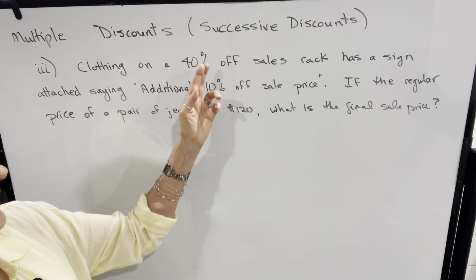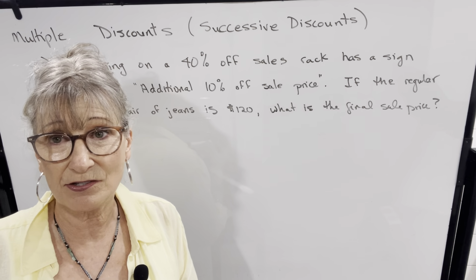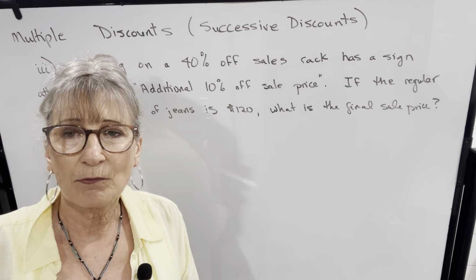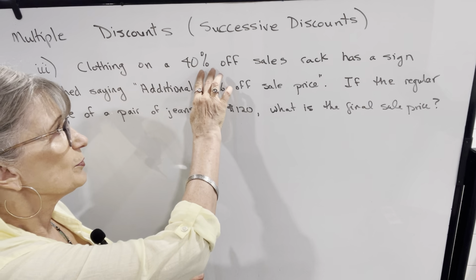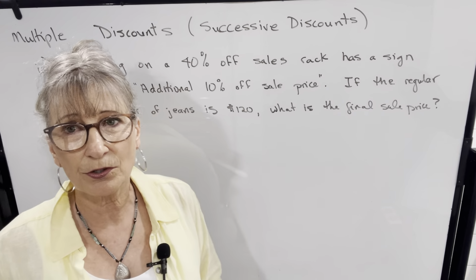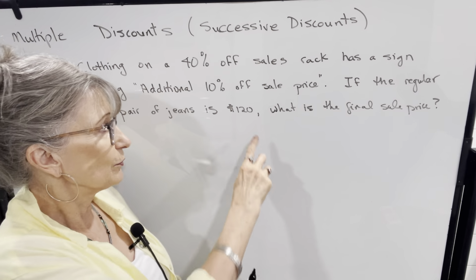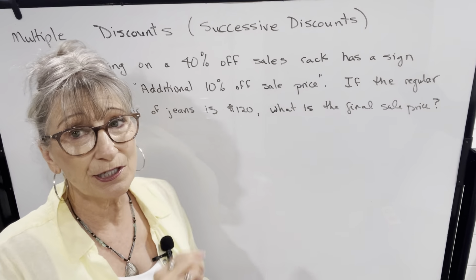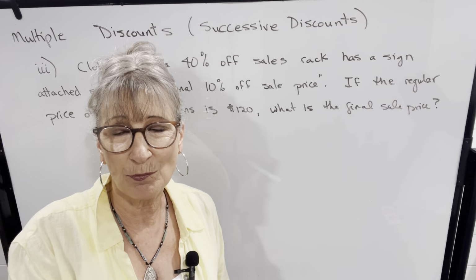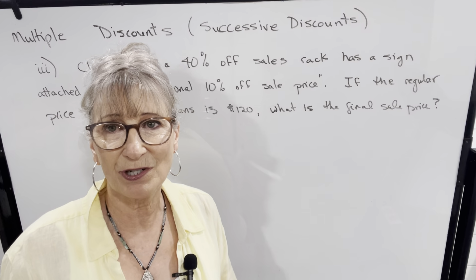We can't simply add these two numbers up and say that it's a 50% off sale, because it is not. The reason that won't work is that the 40% off is going to be on the regular price, $120, but the next discount, the 10%, isn't off the original or retail price, it's going to be off the new sale price. So we're going to go through this in 2 steps, and then I'm going to show you how you can do it in 1 step.